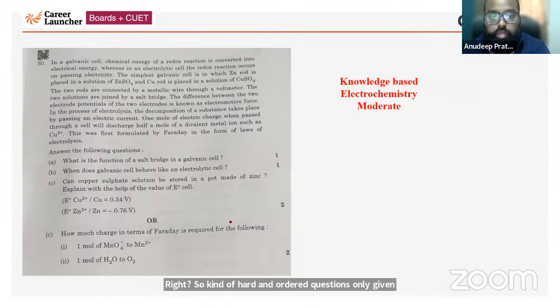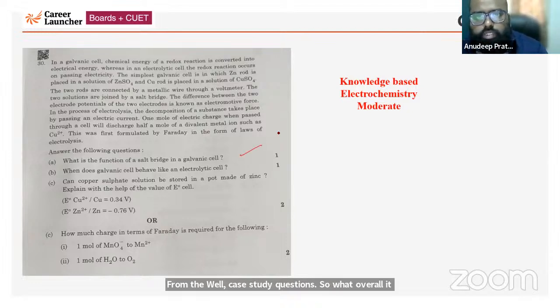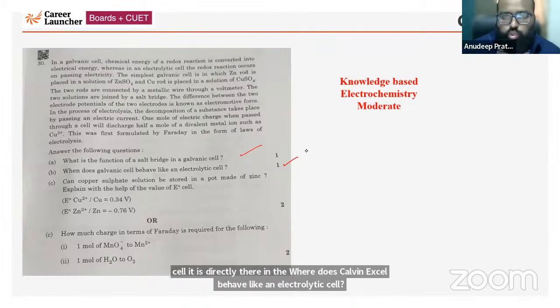Electrochemistry, another question came here from the case study questions. Overall, it is given about the galvanic cell and all, and he's asking what is the function of salt bridge in galvanic cell. It is directly there in the NCERT, so you must have written. When does a galvanic cell behave like an electrolytic cell? This we have done in our class, in our session, so you must know.